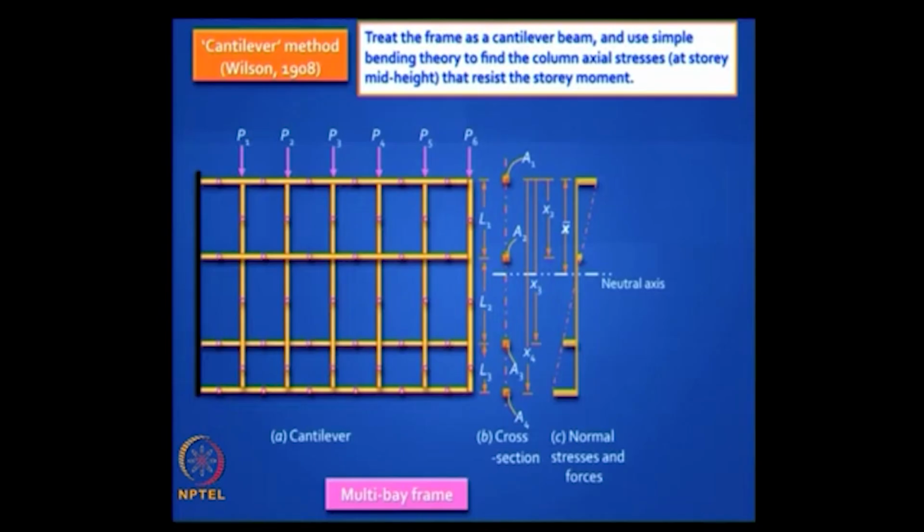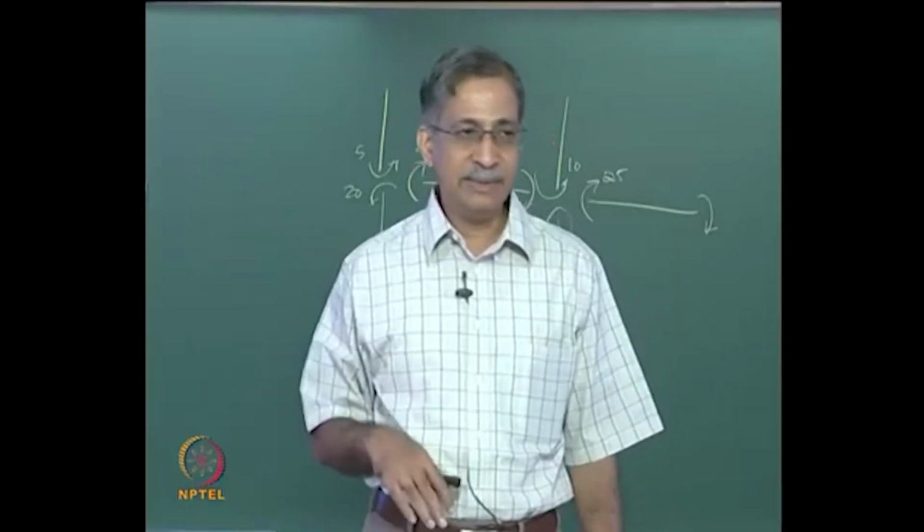So you can use simple bending theory to calculate. And do you agree that the actual force in the column, axial force will be the stress that you calculate from simple bending theory multiplied by the area of the cross section? You agree to that? So that is all. Now how do you get the stress? Go back to Euler-Bernoulli theory.